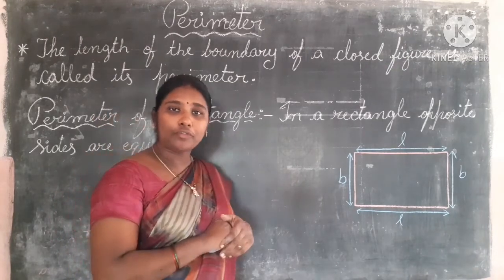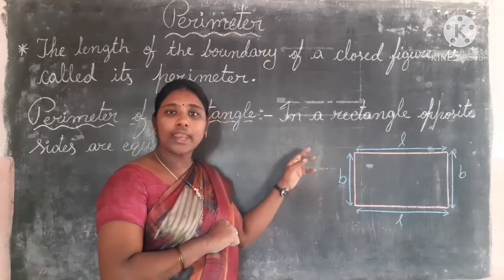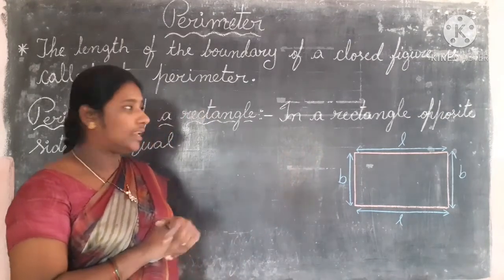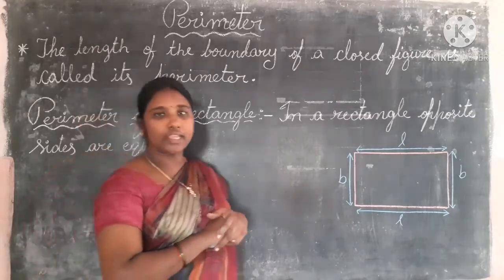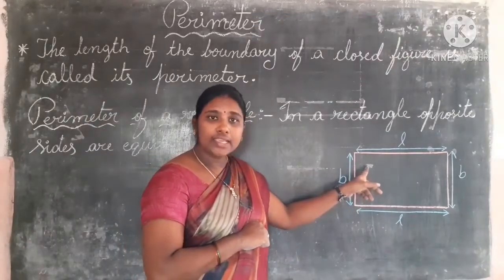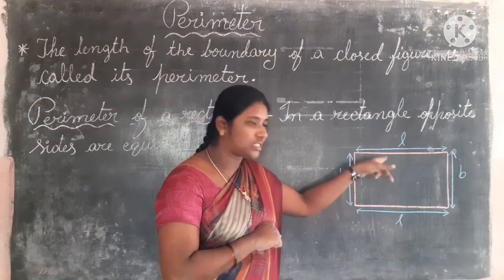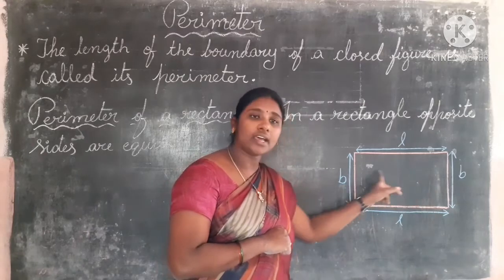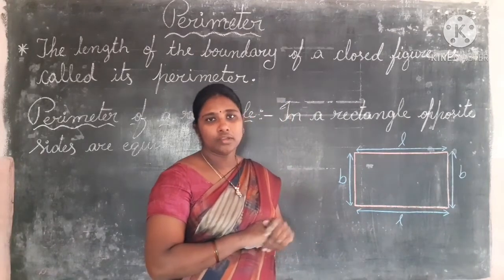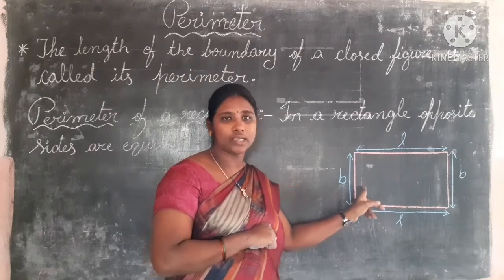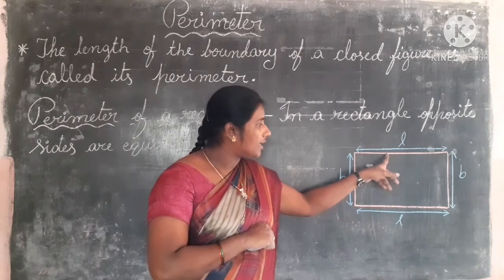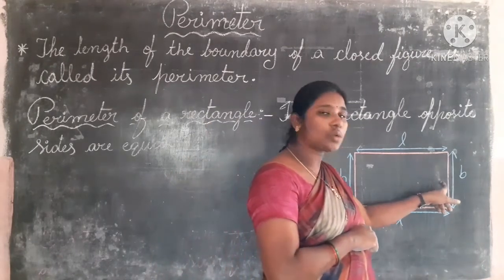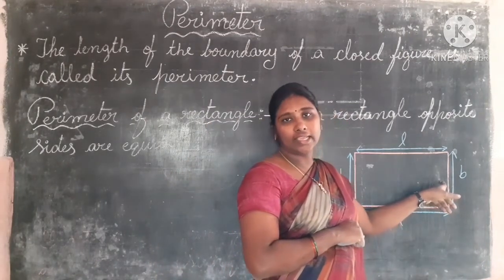What is the perimeter of a rectangle? If you observe a rectangle, in a rectangle opposite sides are equal. In this rectangle these two are opposite sides, so these two sides are equal and these two sides are also equal. In this rectangle, this side is called the length, and this side is called the breadth of the rectangle.